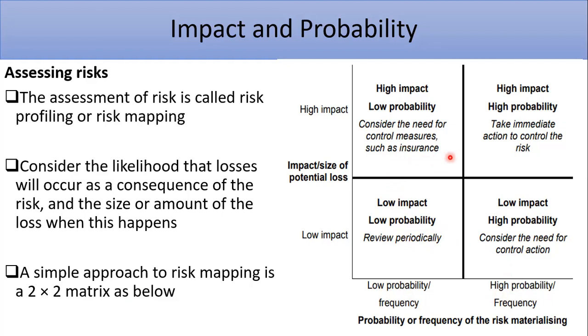Then finally, when the probability of the risk materializing is high, with a very high impact, then it is important you take immediate action in order to control the risk. Okay, so this is how the impact and probability assessment is made, so that once you're able to categorize and know where it is, then you know how to manage it so that things do not get out of hand.